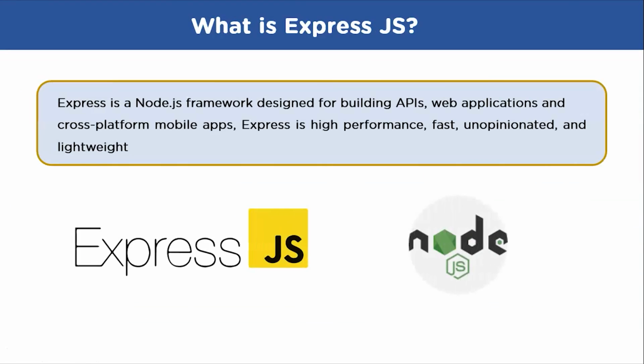Express is a Node.js framework designed to build APIs, web applications, cross-platform mobile apps quickly and easily. It is very high performance, fast, lightweight, and unopinionated. Express.js is used as a server-side scripting language. Let's see the features of Express.js.